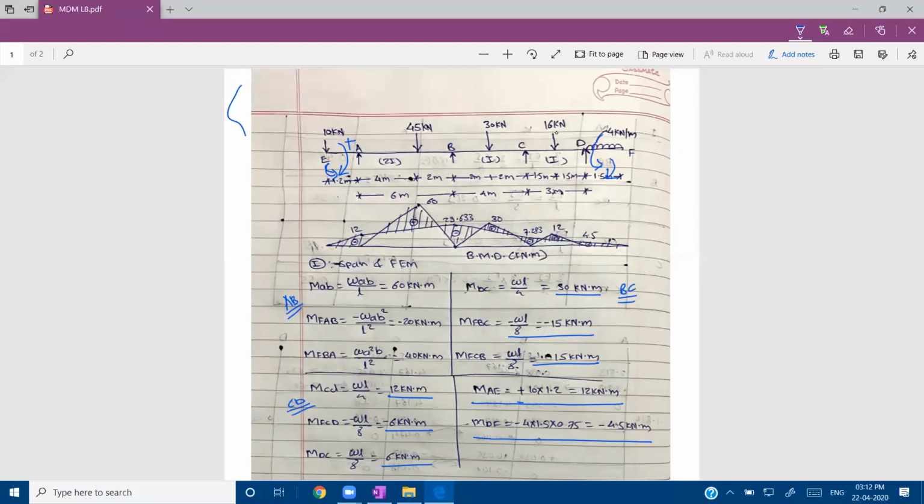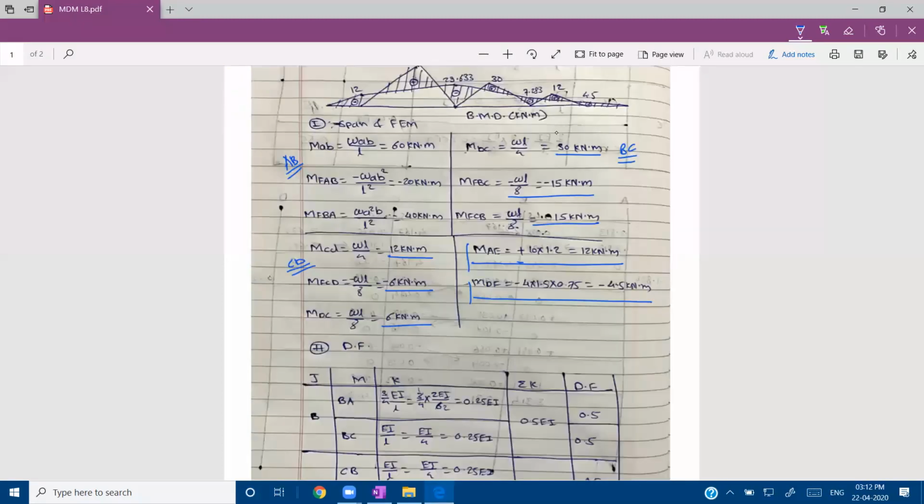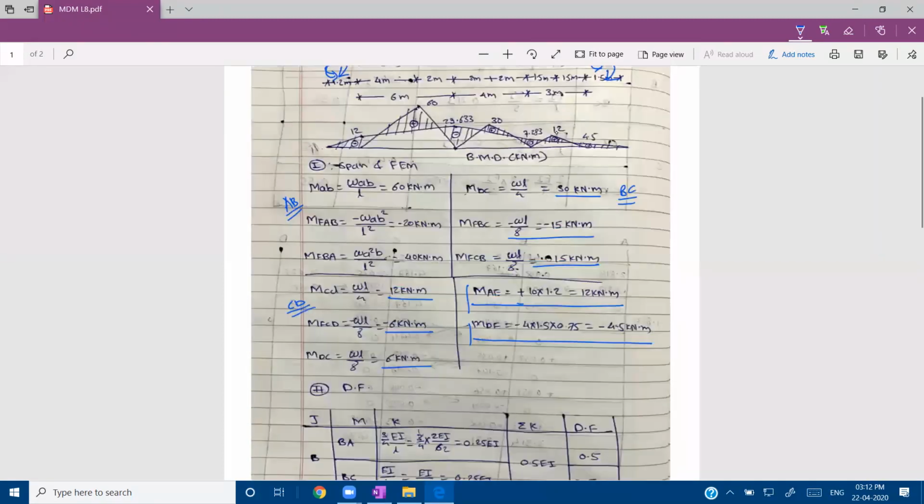Why minus sign? Because the restoring moment for the externally acting moment will be anti-clockwise. Therefore, minus 4 into 1.5, the length of the UDL, into 0.75, which is the distance of the equivalent point load from support D. So it will be equal to minus 4.5 kilonewton meter. So these are all the calculations of span moments and fixed end moments, and in addition, these are the moments of the overhangs. Now the next point will be calculation of distribution factor.